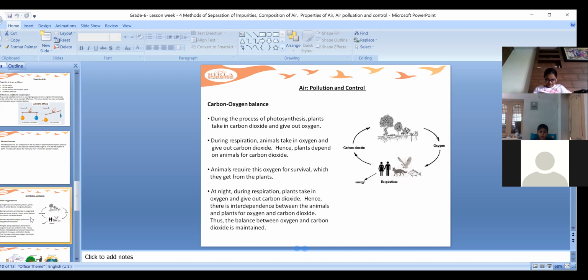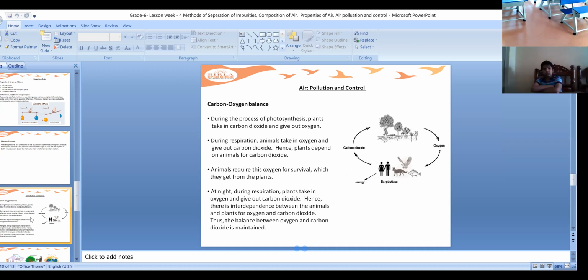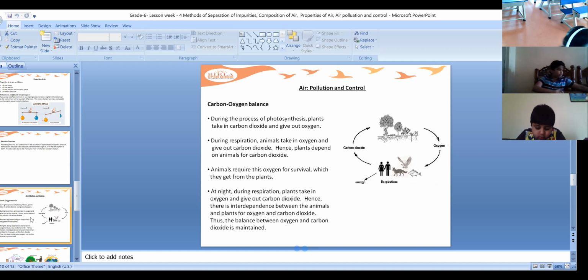Now coming to air, children, are we breathing in pure air? Is the air present in our surrounding pure? Do we have air without any pollution? No, we have so much pollution around us.